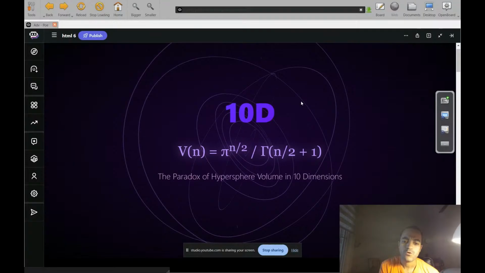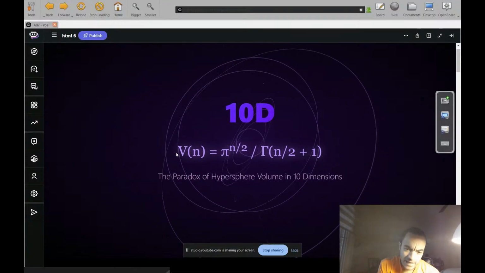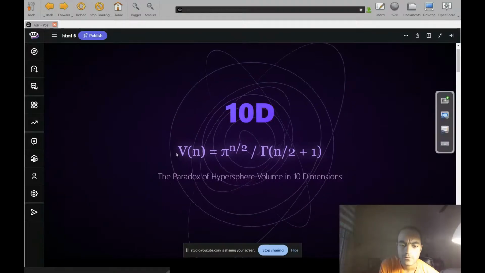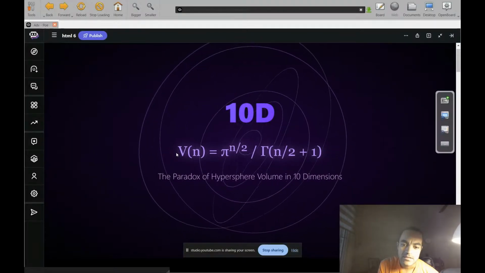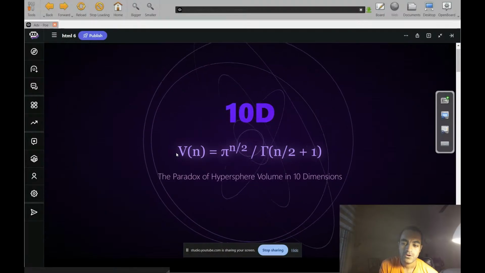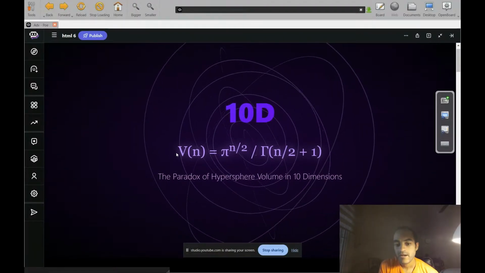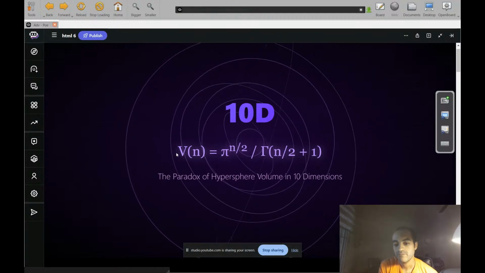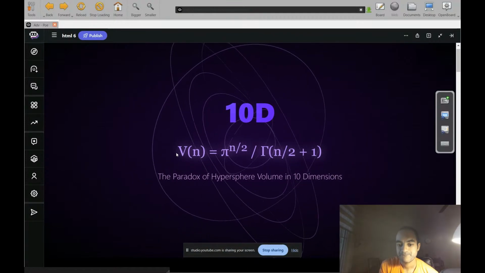The formula is the one you can see right here, and it states that capital V of n, where V is the volume and n is the number of dimensions, is equal to pi to the power of n over 2, divided by the gamma function, in parentheses, of n over 2 plus 1.